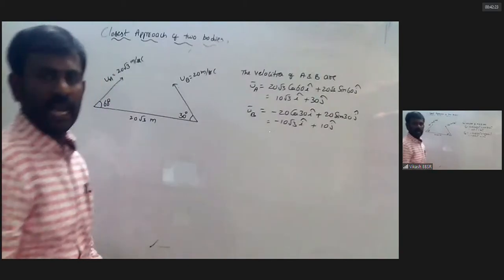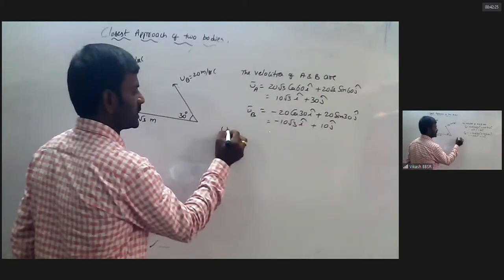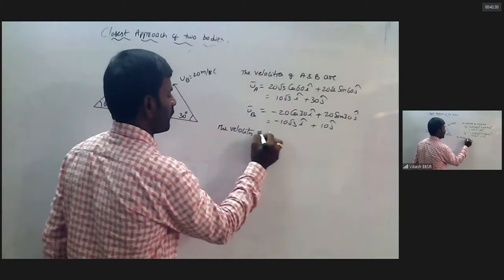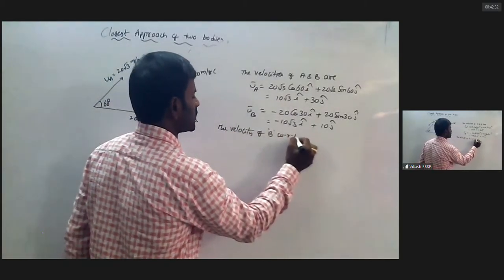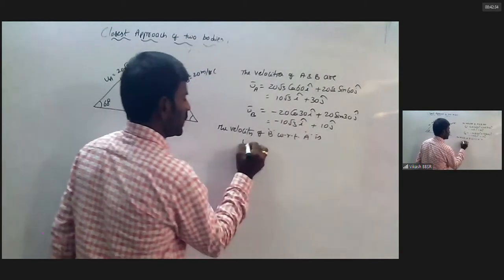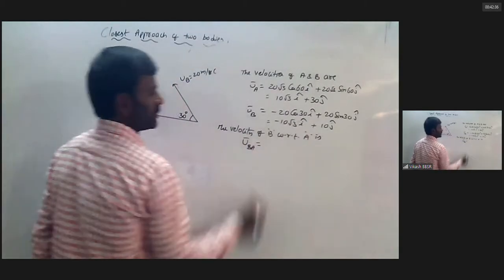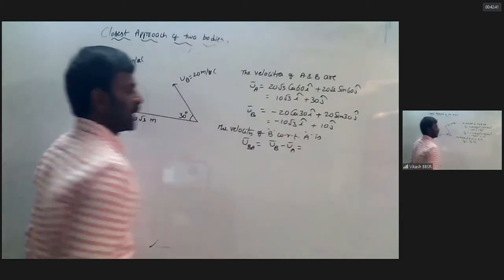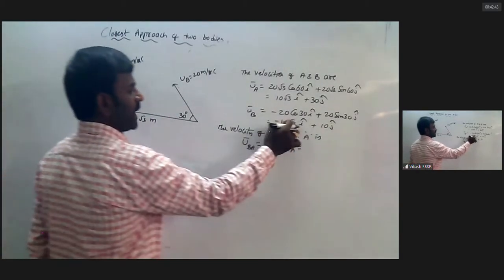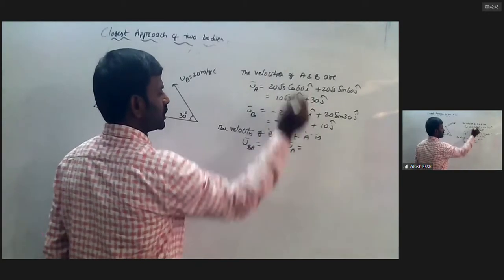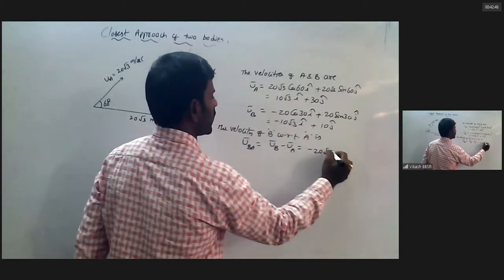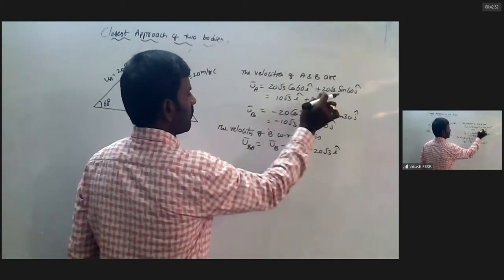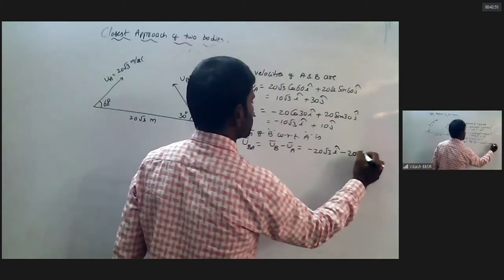Now we have relative motion. Relative motion means velocity of B with respect to A is UBA bar equal, what I write now? UB bar minus UA bar. What is UB bar? This one: minus 10 root 3 i cap, minus 20 root 3 i cap, then plus 10, no, minus 30, minus 20 j.